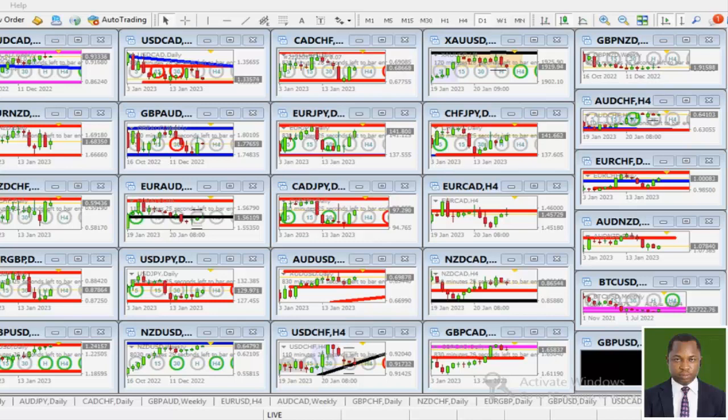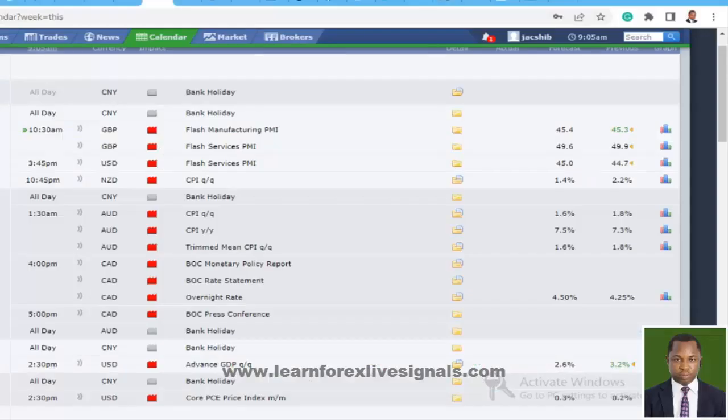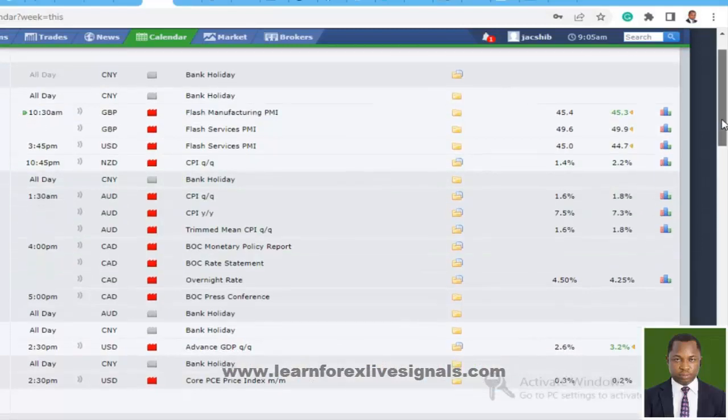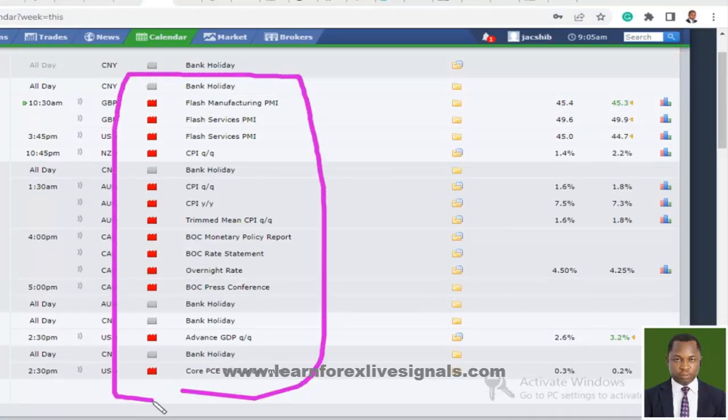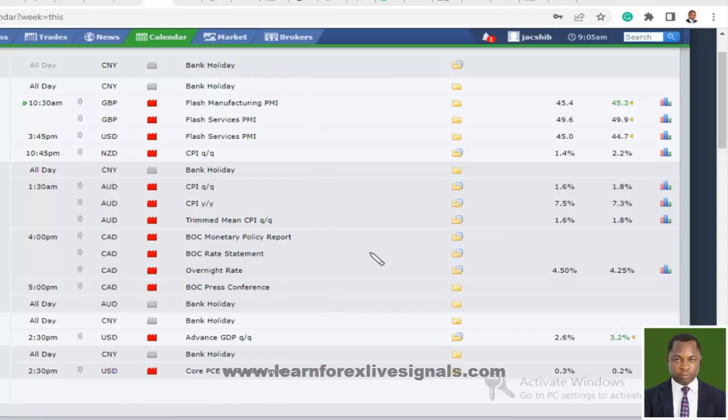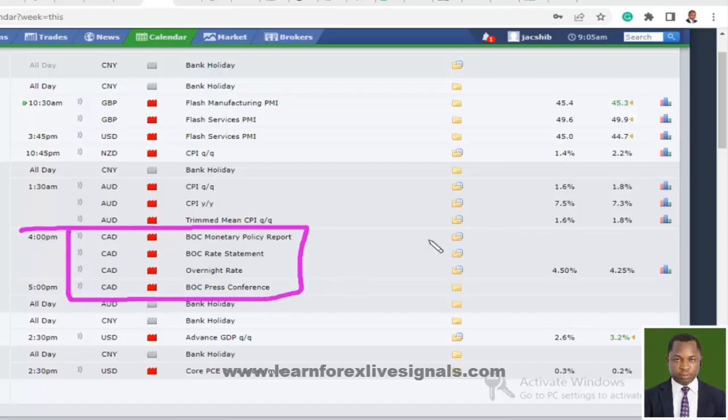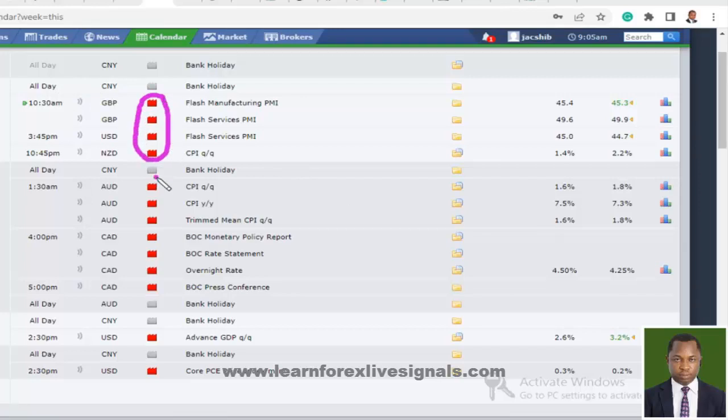All right, let's look into the Forex Factory economic calendar to see those high impact news announcements scheduled for this week. As you can see, we have some high impact news announcements here, but probably the heaviest heavyweight of these is the interest rate coming from the Canadian dollar. So you really need to give special attention to that one. If you're an intraday trader, you must give attention to all of these news announcements marked in red.